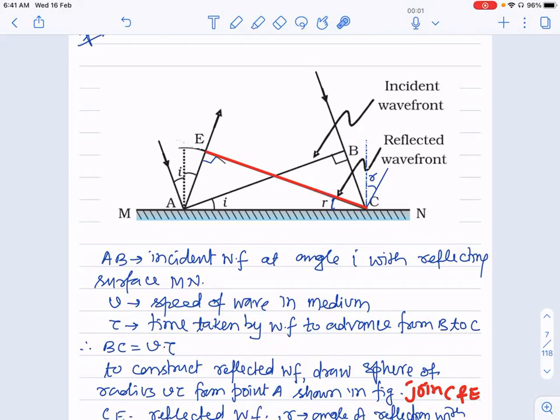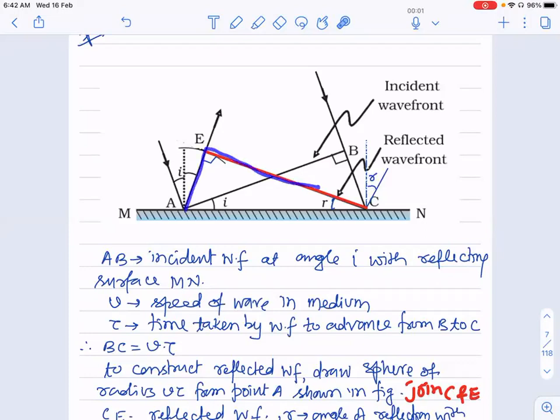Clear? हमने AB incident wavefront लिया, the point B covers whatever time it takes to reach to C. In that time, the wavelet at A will be reflected and it will also cover same distance. So BC is equal to A का arc लगाया और इसको join कर दिया ना. So we get the reflected wavefront. If this is I, this will also be I. If this is R, this will also be R.